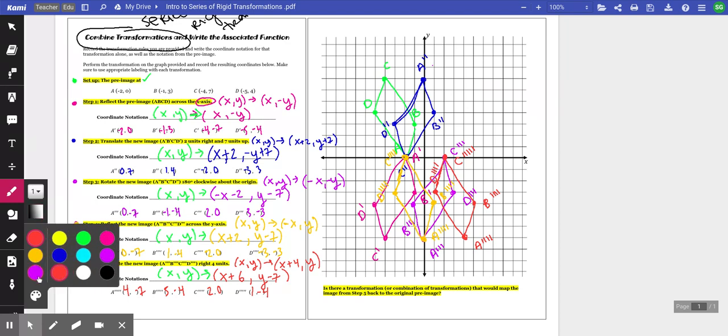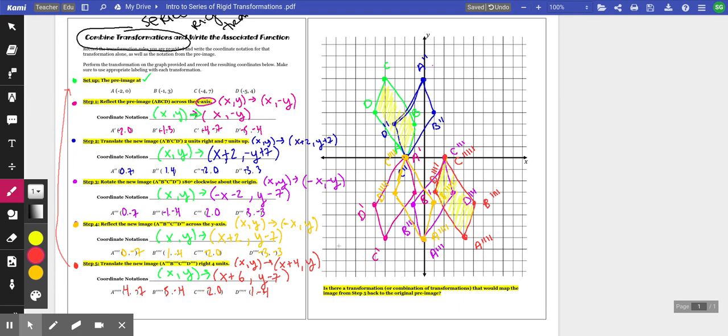I think that makes it more transparent. So my very first one is right here. My very last one is right here. So I'm going from the green to the red is what I did. And then this question is asking me, is there one that would map step 5 back to step 1, back to the original one, right? So is there something that's going to take you from this red one to this green one?